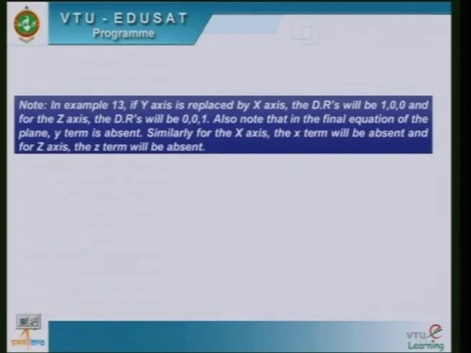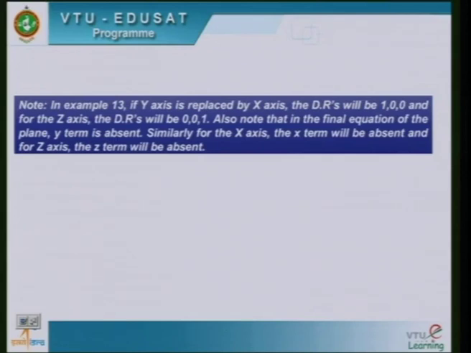In the previous example, that is example 13, if the y axis is replaced by the x axis, the direction ratios will be 1, 0, 0, and for the z axis, the direction ratios can be replaced by 0, 0, and 1. Also note that in the final equation of the plane, the y term is absent if you are finding the plane equation parallel to the y axis. So, similarly for the x axis, the x term will be absent, and for the z axis, the z term will be absent in the final equation.